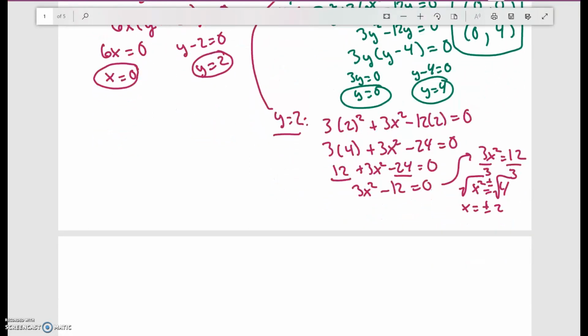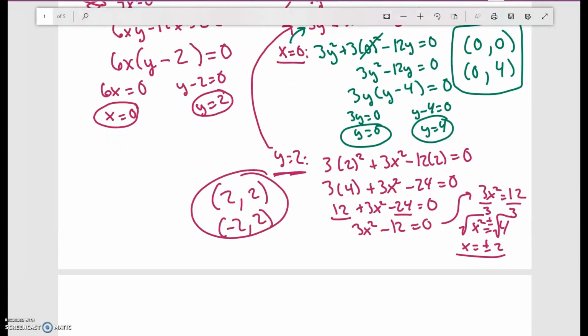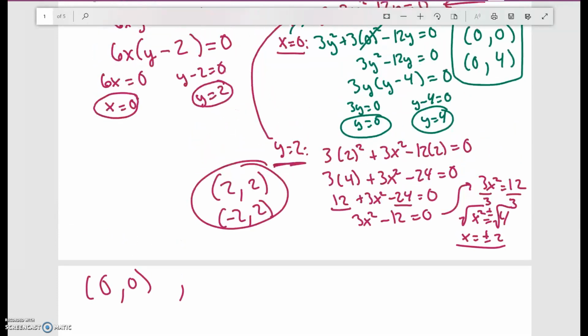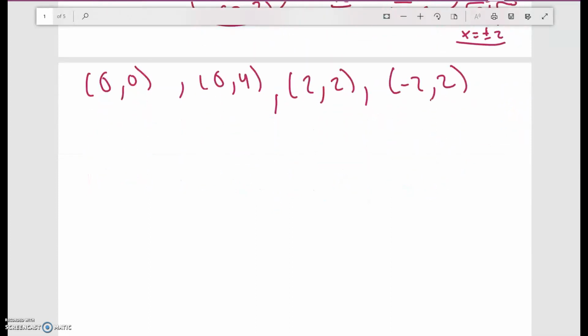So this tells me I have 2 additional points. With these x's and this y, it's going to be 2 comma 2, and then when x is negative 2, y is going to be 2. So here are my points. Let's write them down. It's going to be 0, 0. It's going to be 0, 4. 2 comma 2. And negative 2 comma 2. Okay, so these are going to be my 4 points.